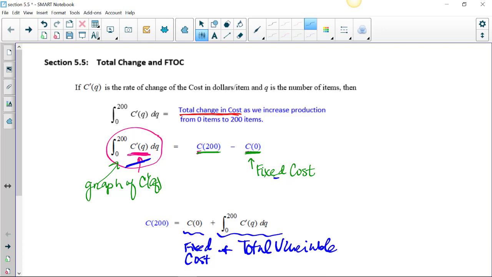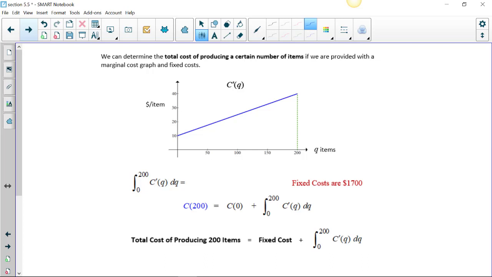Okay, because if you think about it, this is telling me about the rate of change of cost per item. So at each production level, the cost is changing. So that's why we call it the variable cost. And we've talked about fixed cost and variable cost making up the total cost. Okay, so that's the whole idea here: I can find the total cost for producing a certain number of items if I have two things. One of them is I need the marginal cost graph, because then I can find the total variable cost from it, and I need to know the fixed cost. So I need two things.